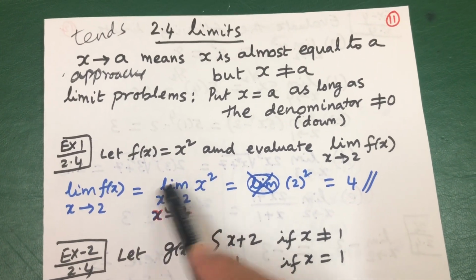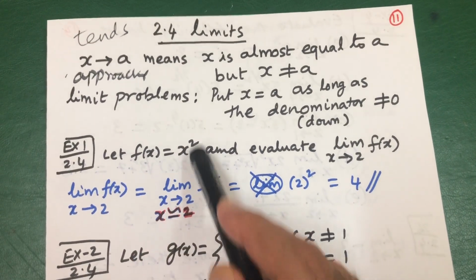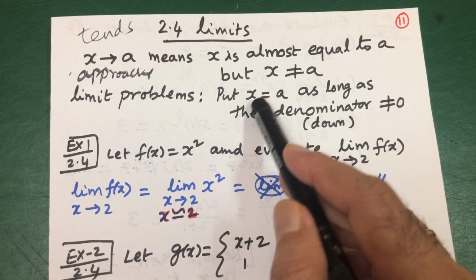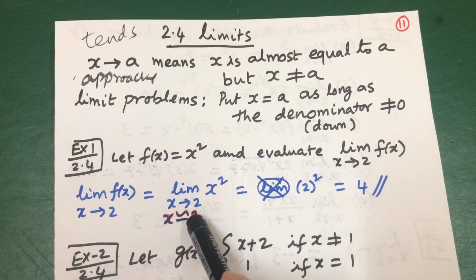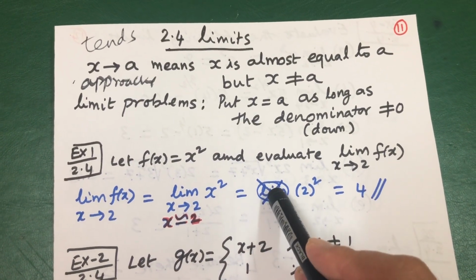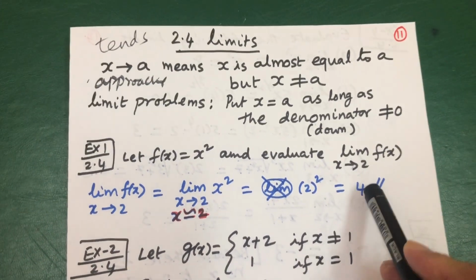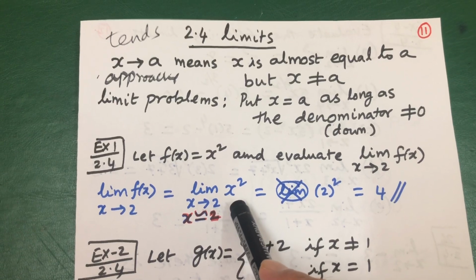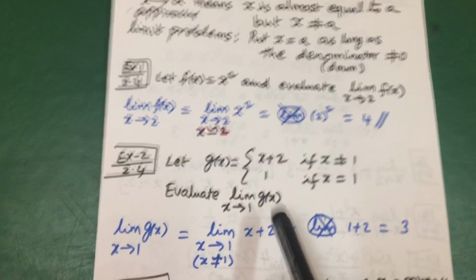Limit, x tends to 2, write it. f(x) means x square. X tends to 2 means what? Put x equal to 2. How to do limit problems? Put x equal to 2. So x is approximately 2. When you are putting x equal to 2, don't write this limit please. Simply take x square, 2 squared is 4, that is the answer. As long as there is no denominator here, simply put x equal to 2, you get 4. We will do another problem.